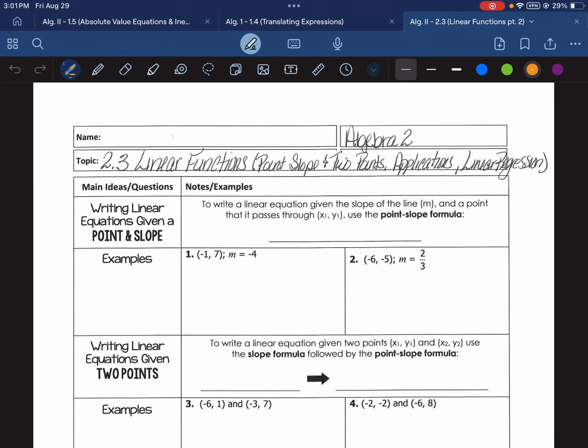Welcome everybody to Algebra 2, 2.3 Linear Functions Part 2. So here we're going to be talking about point slope form, what to do when you have 2 points, and then applications and linear regression. So let's first start with the point slope form.